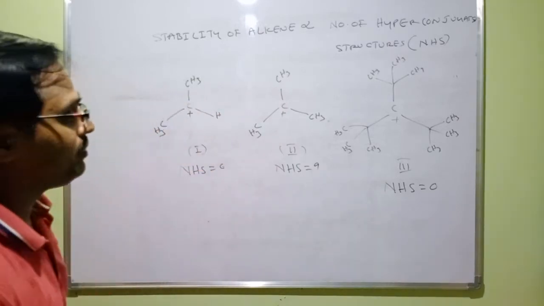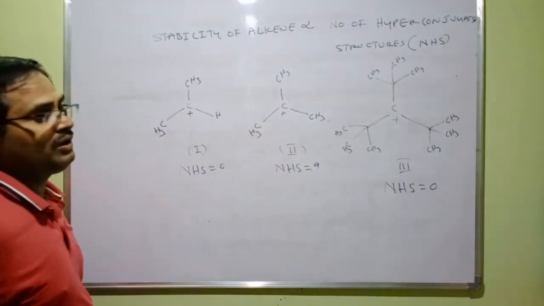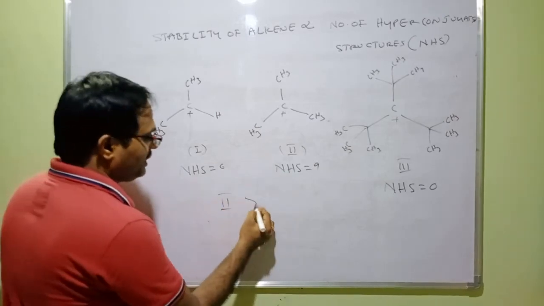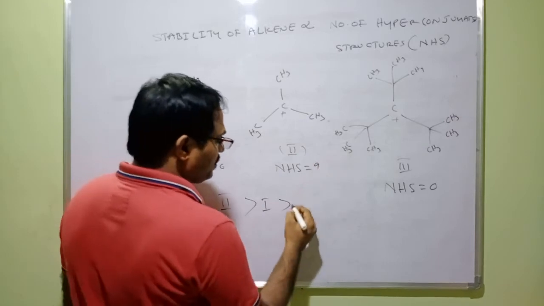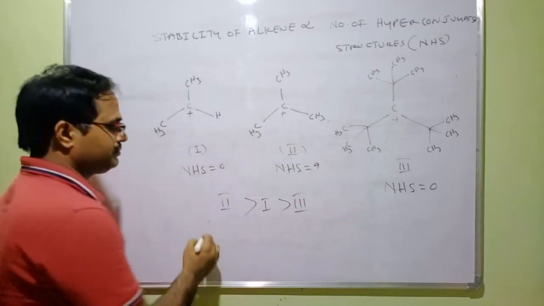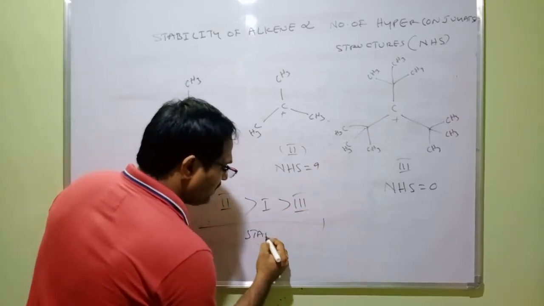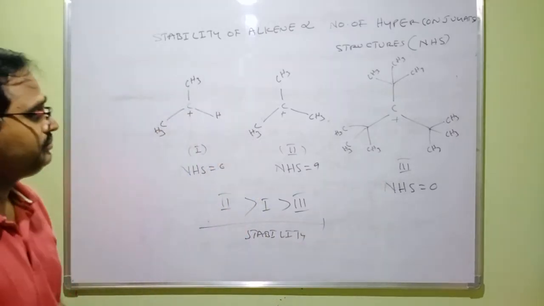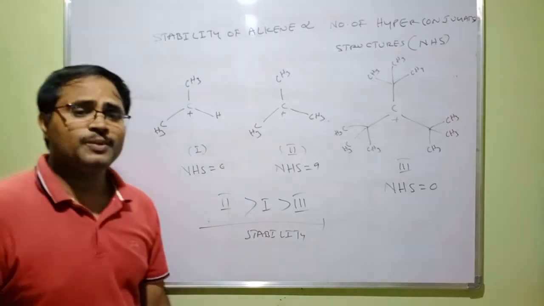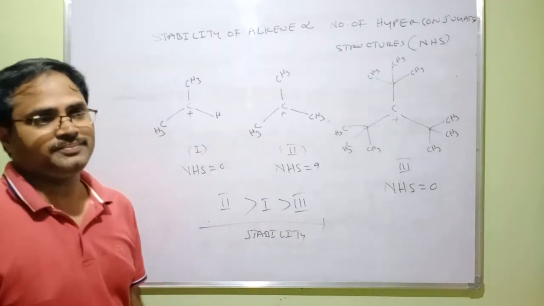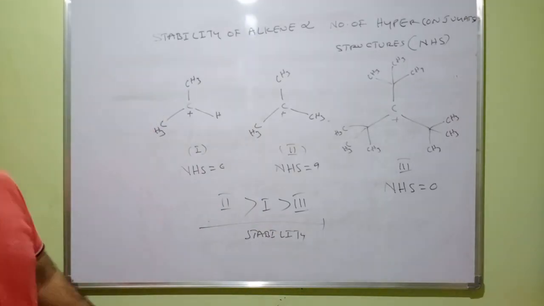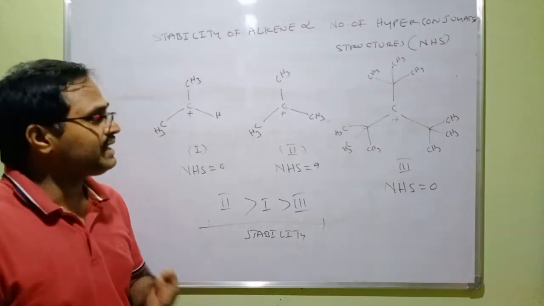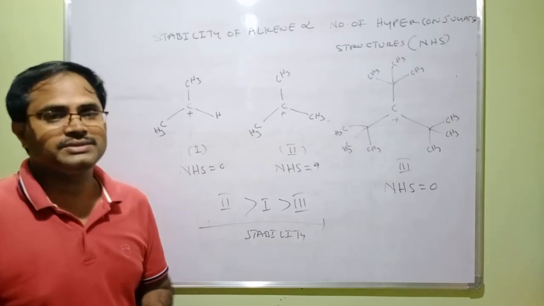Now which is more stable? When you look at all these structures, which is more stable? This is the most stable, the second is next, then the first one, and the least stability goes to the third. So this is the stability decreasing order. This is also a previous question given in the JEE exam. So carbocations will show hyperconjugation, and hyperconjugation explains the stability of carbocations.